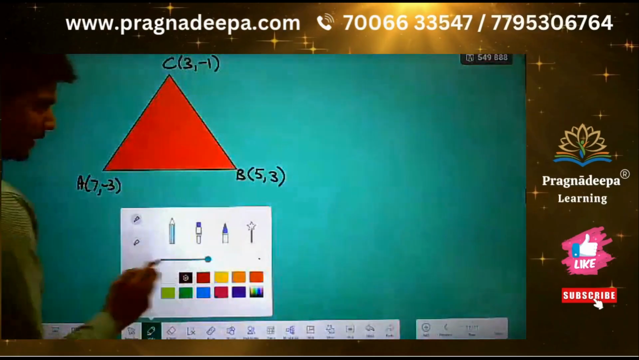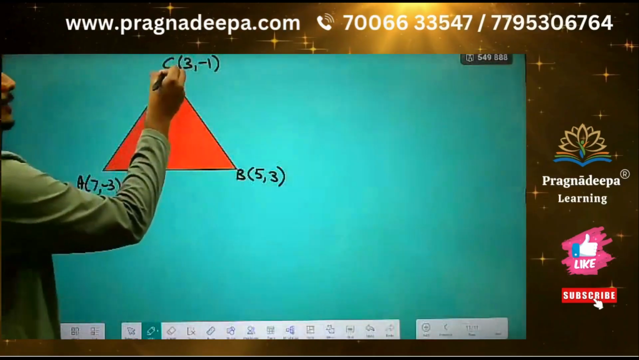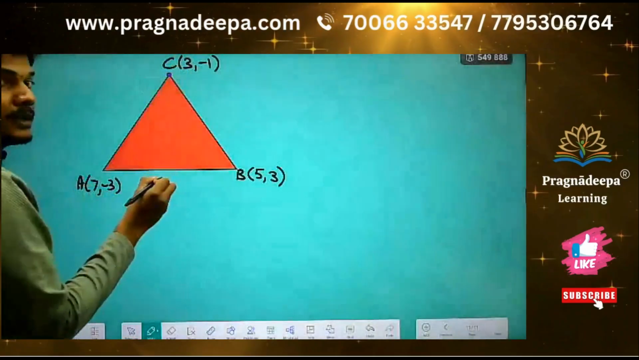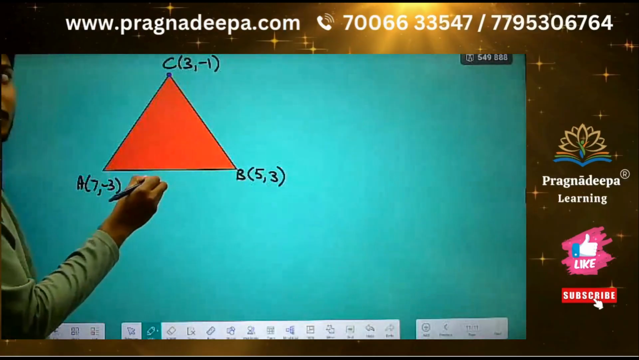So a line segment drawn from a vertex to its opposite side, midpoint of the opposite side.